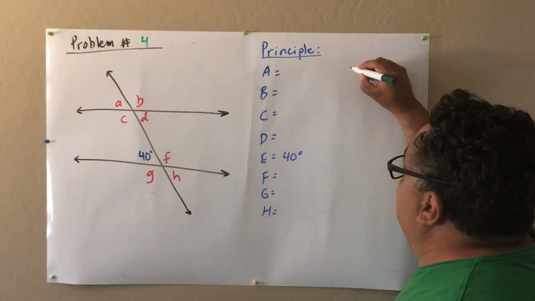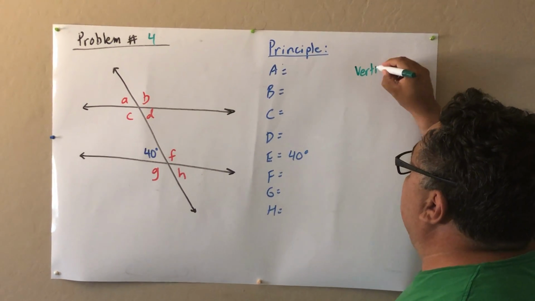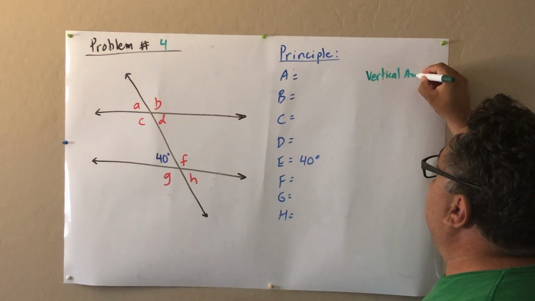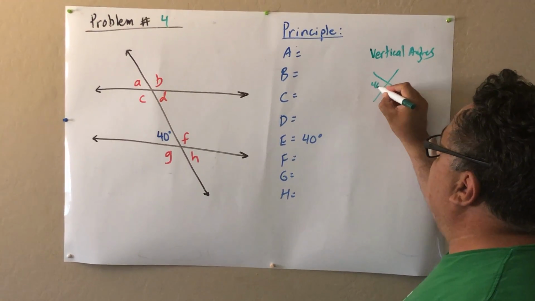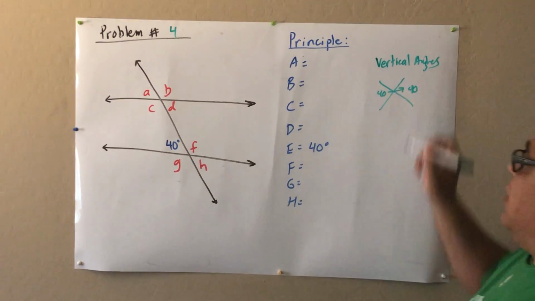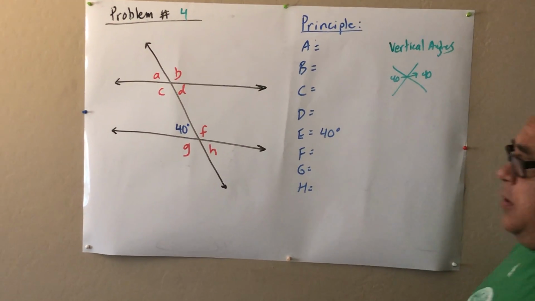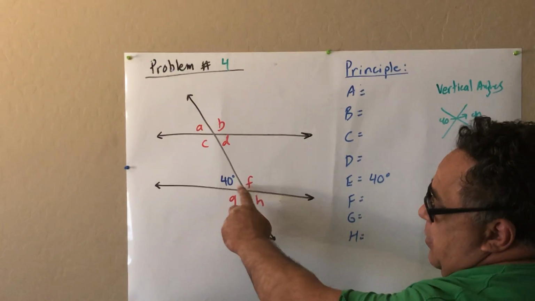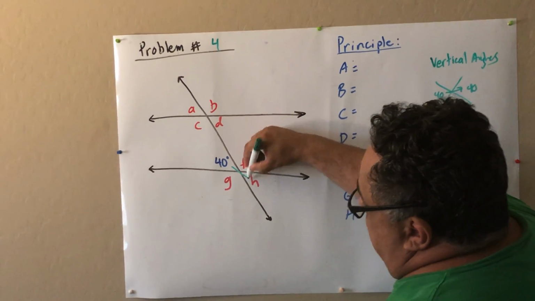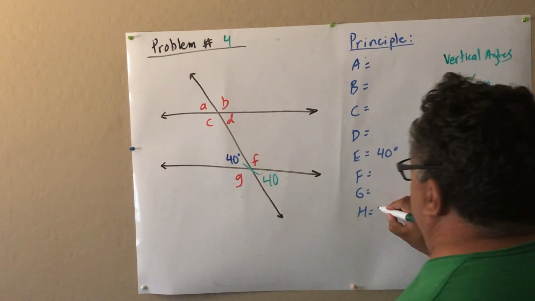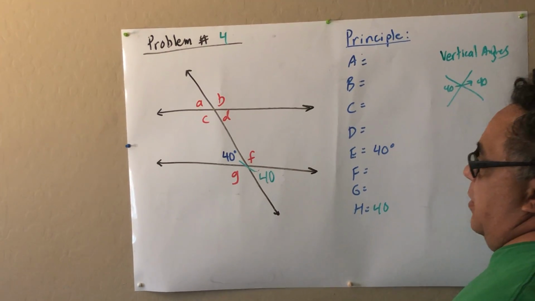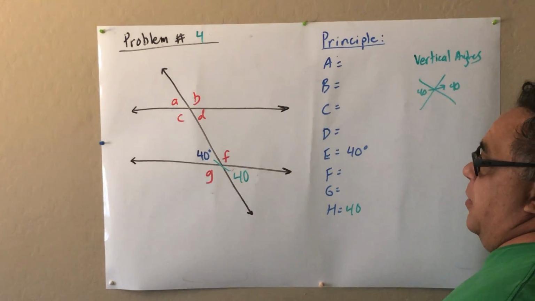First thing I'm going to do, my first principle or concept, is vertical angles. Vertical angles are the crisscross action like this. If I have a 40 here, directly across should be 40 degrees, okay? So this is 40, directly across from there, H is 40, okay? So we put 40 in there, 40 in for H. Okay, so I know those two angles right there.